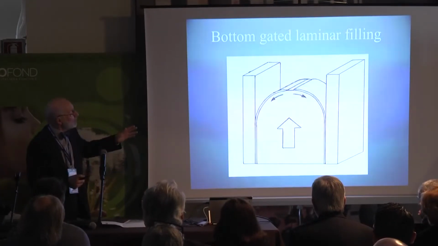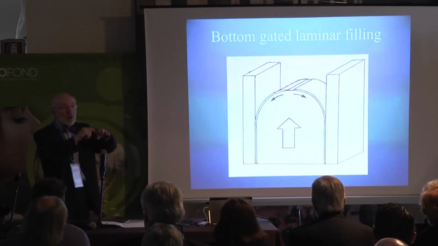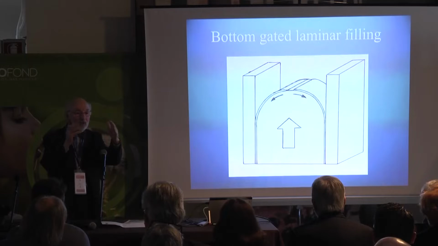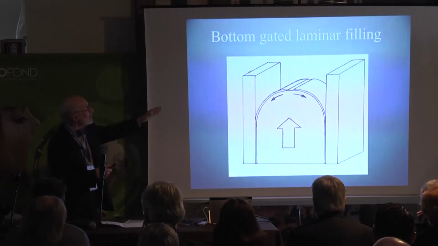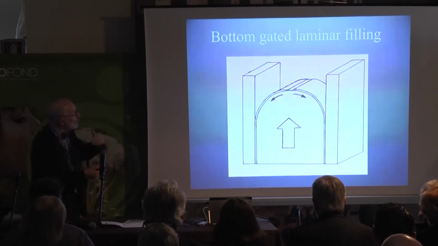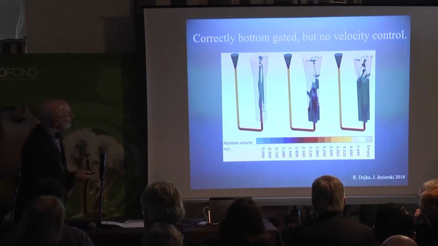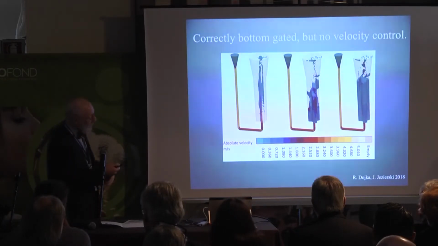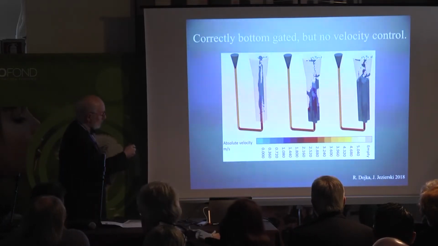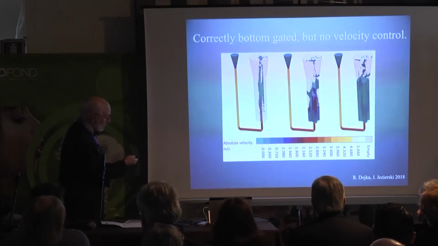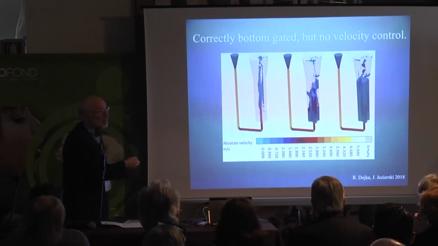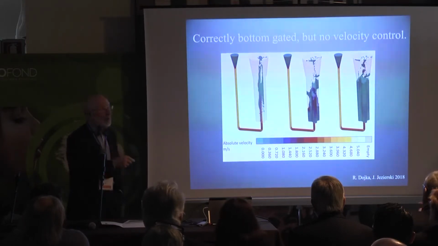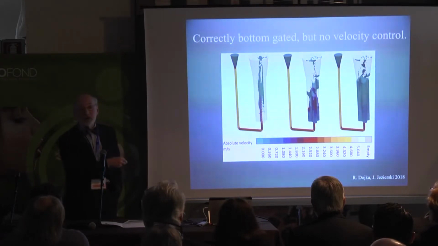And this is what we're aiming for. You remember, we want to break the surface film as we fill a mold, and so the surface oxide becomes the skin of the casting. You all know that. And here is a situation where we're doing bottom filling, which is the right thing to do, but now we're coming in at the wrong speed.